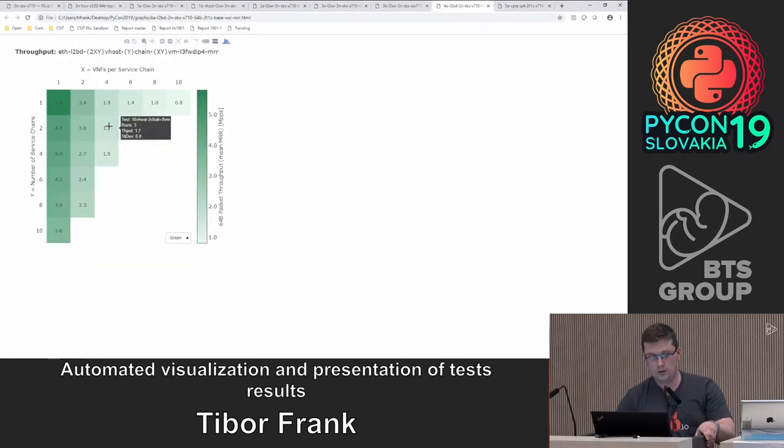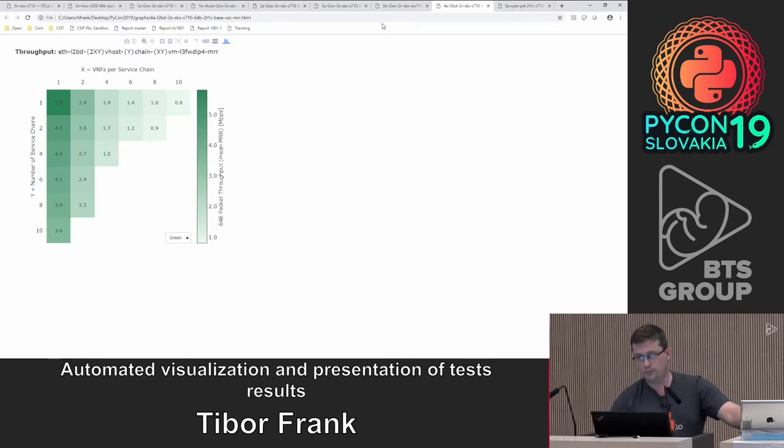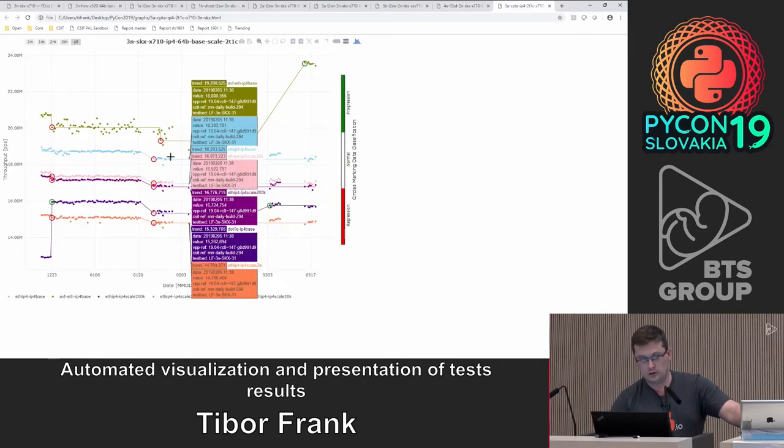This is heat map. Again, number of runs, throughput, standard deviation. It is pretty stable because it is 0. And the number of tests. You can see Y and X letters in the title, but in the hover information, there are numbers calculated from these numbers. And this is trending.